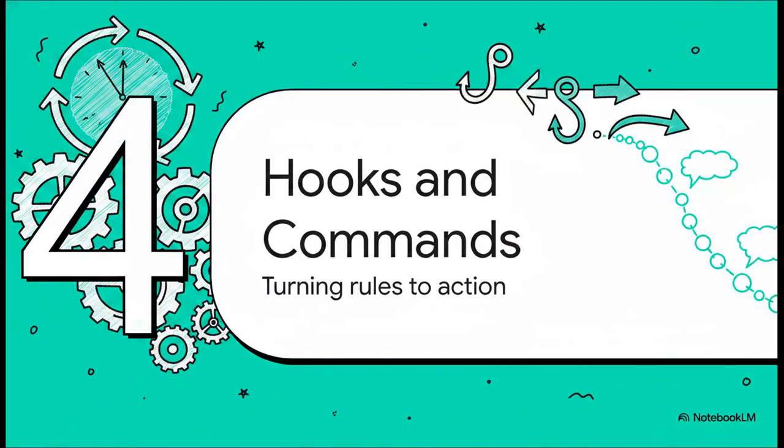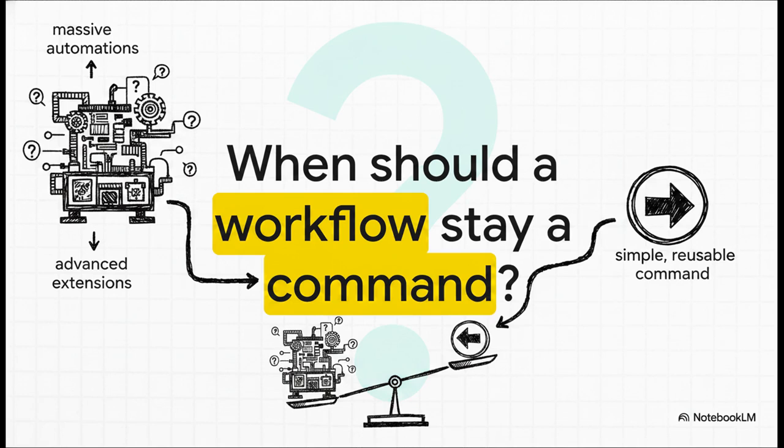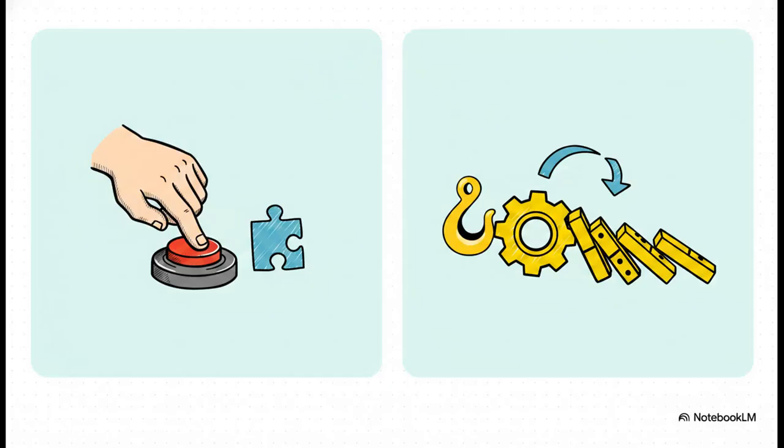Okay, Section 4, action, hooks and commands, which is all about turning rules into action. It is incredibly tempting to just go crazy with advanced extensions right out of the gate. But wait, before you build massive automations, you really have to ask yourself, when should a task just remain a simple, reusable command? The answer lies in how you separate your action files. For those lightweight, short, prompt-driven workflows, like a simple markdown file for reviewing pull requests, keep those in the commands folder. On the flip side, your automatic, event-driven scripts go into the hooks folder.